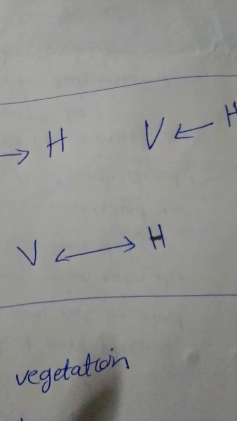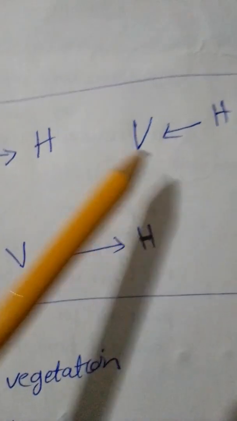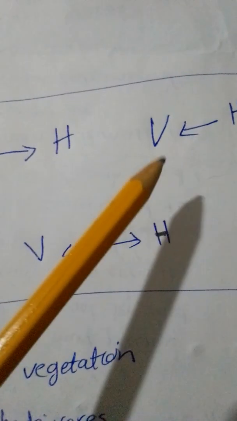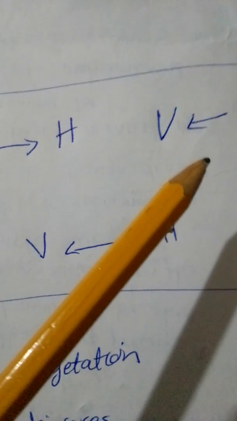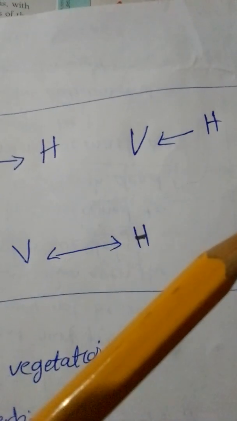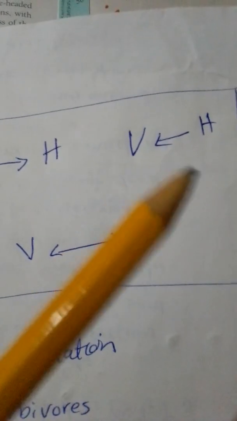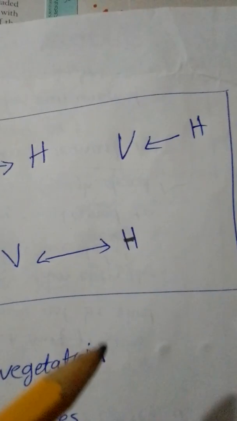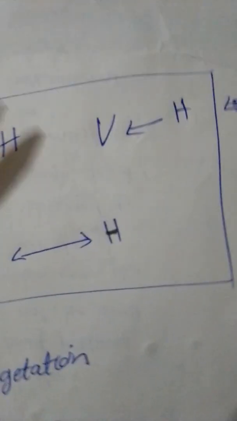In contrast, H to V means that an increase in herbivore biomass will have an impact on vegetation, decreasing it, but not vice versa. A double-headed arrow indicates that feedback follows in both directions, with each trophic level sensitive to changes in the biomass of the other.